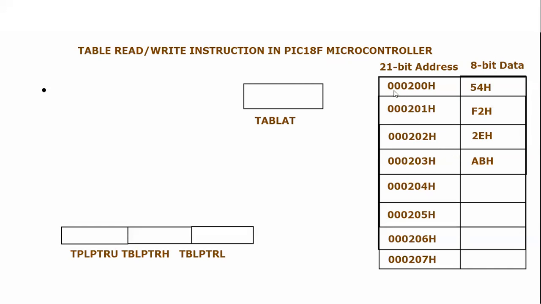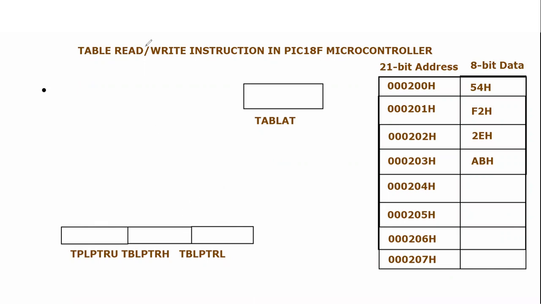We know that every address of the PIC18F microcontroller program memory is 21 bits. That is why we need around 6 hexadecimal symbols. So we need a register which must be at least 21 bits wide, right? But we know that the PIC18F microcontroller is an 8-bit microcontroller, so every register present inside it is 8 bits. So we are using three different registers: table pointer U, table pointer H, and table pointer L. These three registers make this 21-bit address possible.